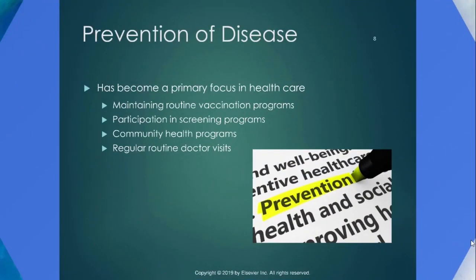So with the prevention of disease, we're trying to prevent the known causes and predisposing factors of specific diseases in the development of more effective preventative programs. So the idea is that we really want to get everybody involved. So maintaining routine vaccination programs is important. Participating in screening programs, community health programs, regular routine doctor visits.